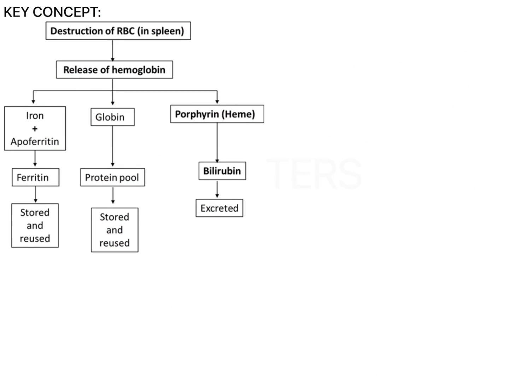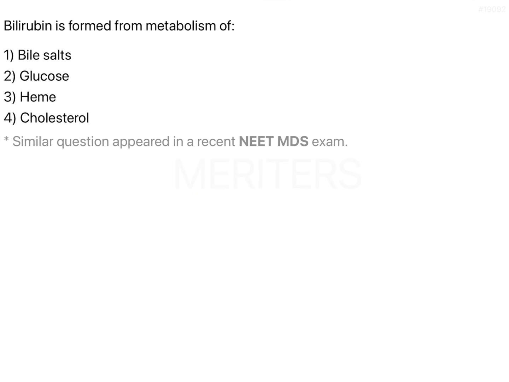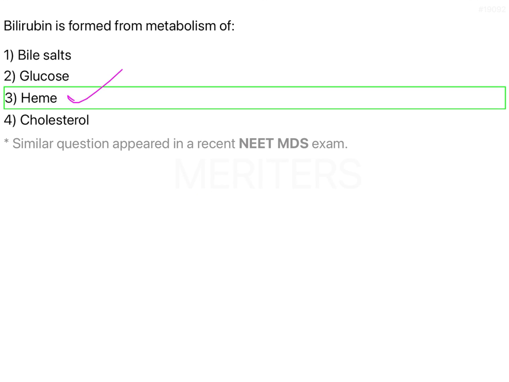So this, in key concept C, they have given very clearly. This bilirubin is excreted, the globin portion goes into your protein pool, and iron is stored as ferritin and reused. So coming back to the question, bilirubin is formed from the metabolism of heme.